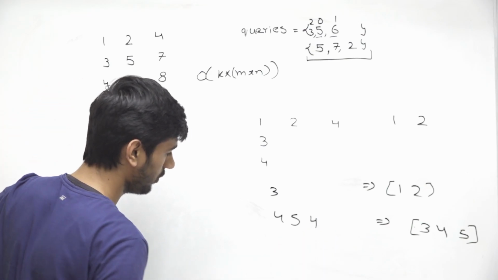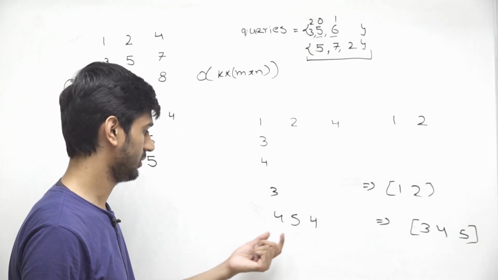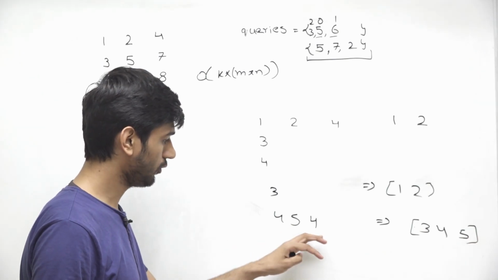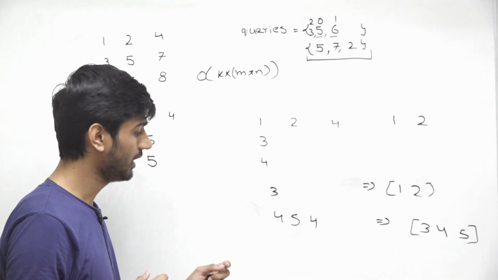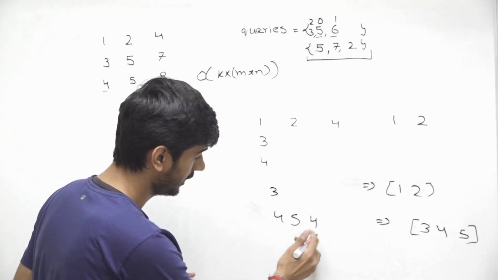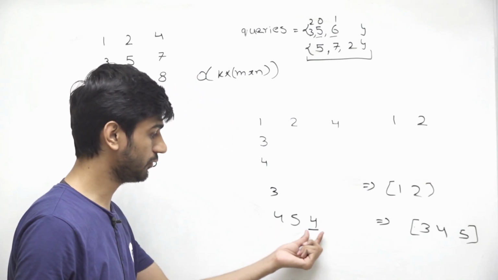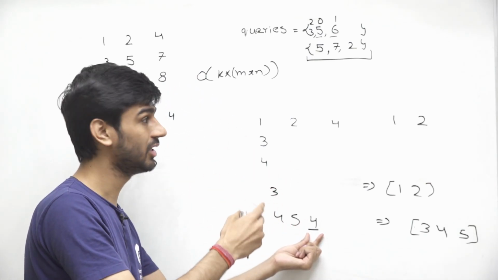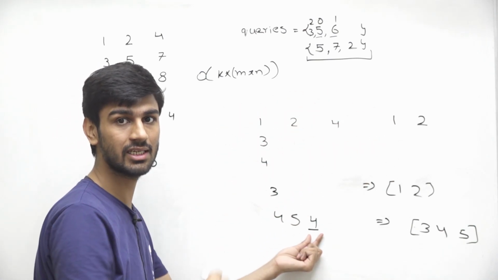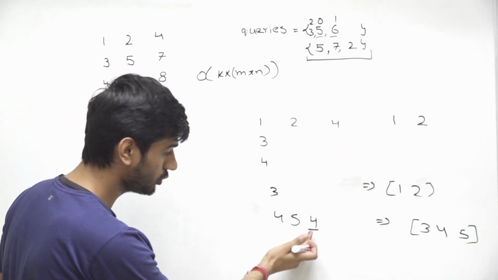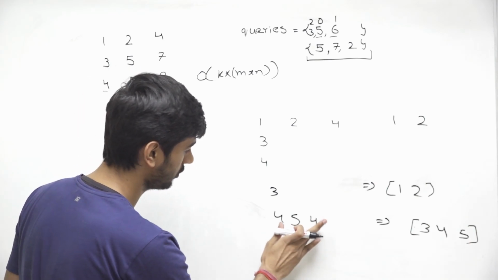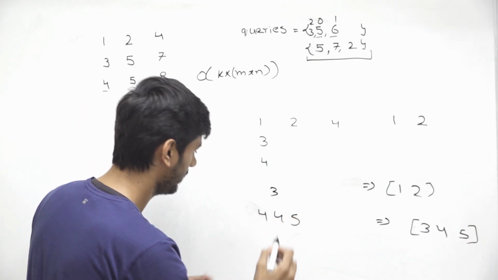Okay. Now let me ask you one thing: should this 4 come after this 5 or before this 5? This 4 should come before 5. Why? Because 4 is smaller than 5, and because of that, this 4 has a higher probability of being smaller than a query which we are currently considering or will consider in the future. So 4 should come first, and we will put it in front.